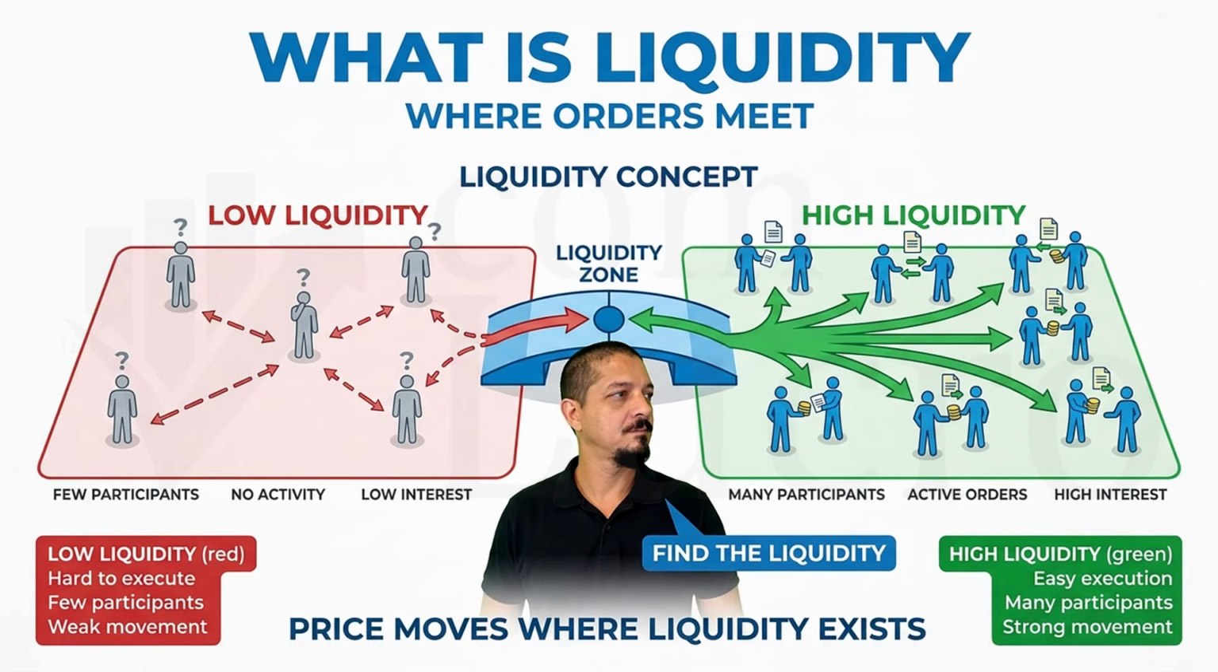So, what is liquidity? Imagine you want to sell several items at a garage sale, but you set it up on a quiet street where barely anyone passes by. You would not sell much there. To actually get buyers, you would need to move your sale to a busy spot where people are constantly walking by. That busy location represents your liquidity zone.